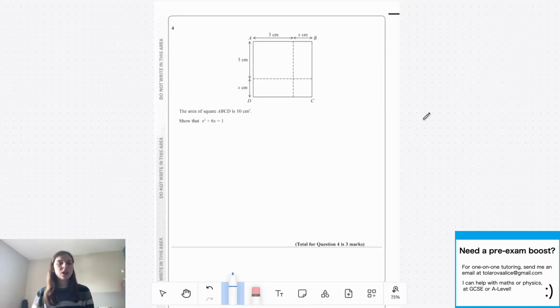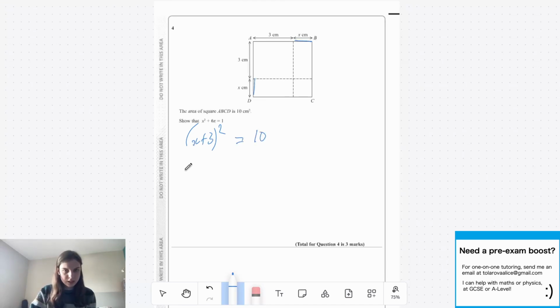Okay, question 4. The area of square ABCD is 10 centimeters squared. Show that x squared plus 6x is equal to 1. And in this case, x is defined to be this little section here. And each side is x plus 3. So if each side is x plus 3, the area will be x plus 3 squared. Area of a square is just one of the sides squared. And then this has to equal 10.